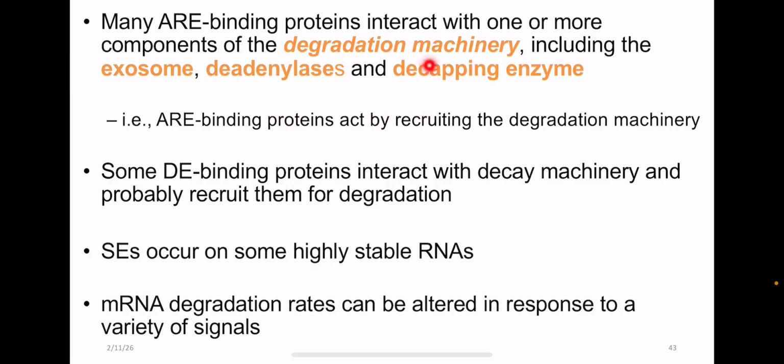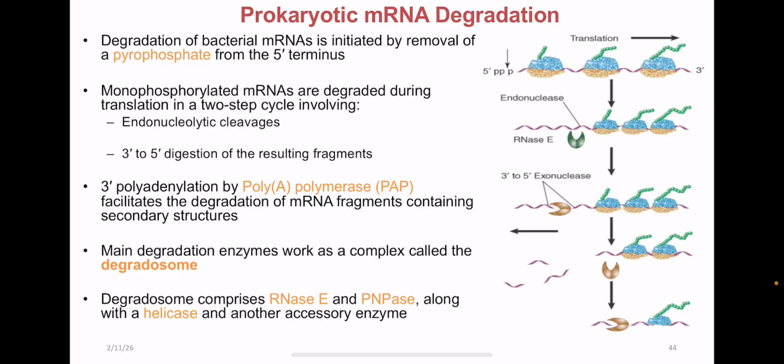Okay, and they interact with the AU-rich region, the AU-rich element. So the degradation machinery is what is recruited onto the site, and that's the degradation of the mRNA. For the stabilizing element, they occur in highly stable RNAs, and it makes sense. mRNA degradation rate can be altered, and this is in response to a signal. Okay, so let's look at degradation of mRNA in prokaryotes.